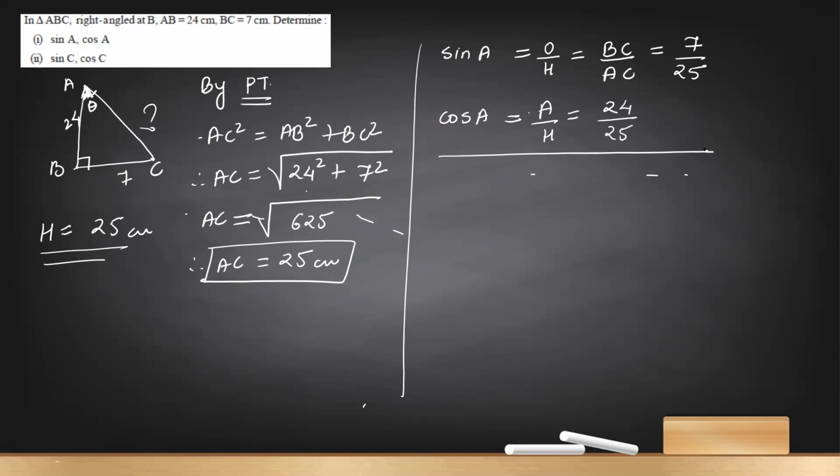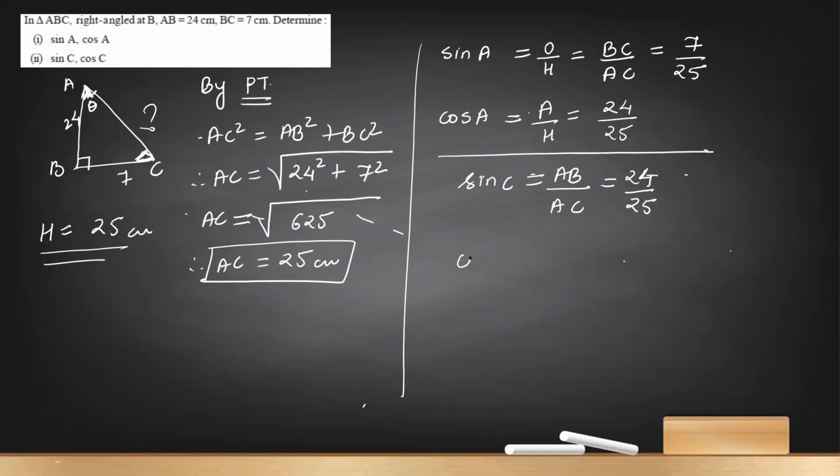Right. The second one asks you about sin C. Now your angle of concentration is this. This is your new theta. Now according to C, your opposite side is AB, so AB upon AC. Now opposite is 24 upon 25.